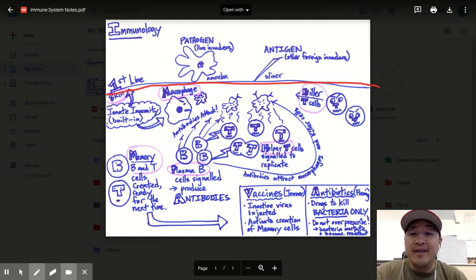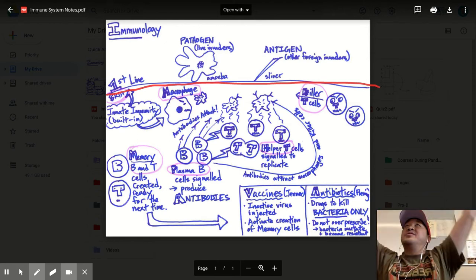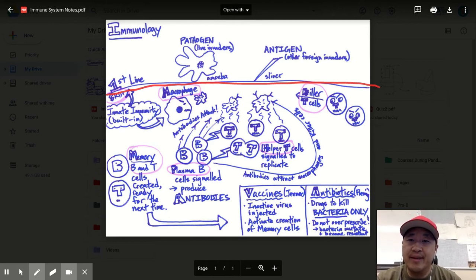Now the rest of it, all the other cells that you see here, they're all part of what we call adaptive immunity. So these B cells and T cells, they are all adapted. Oh, the light just went off. So what that means is it adapts to whatever invader comes in, and it gets activated over time.